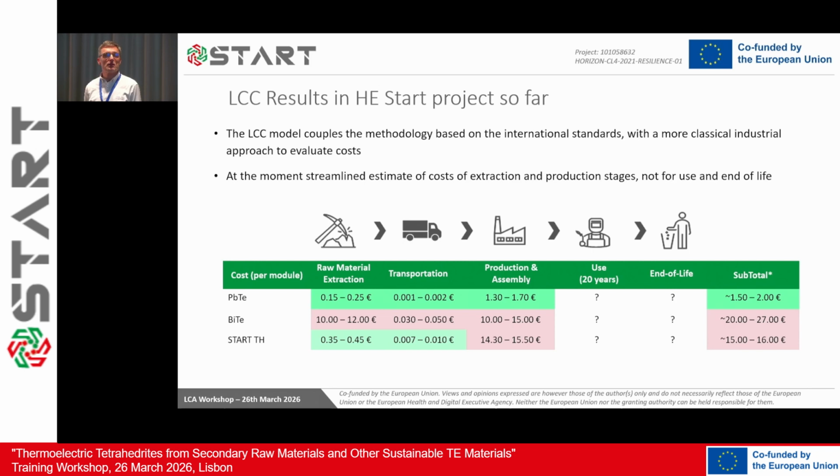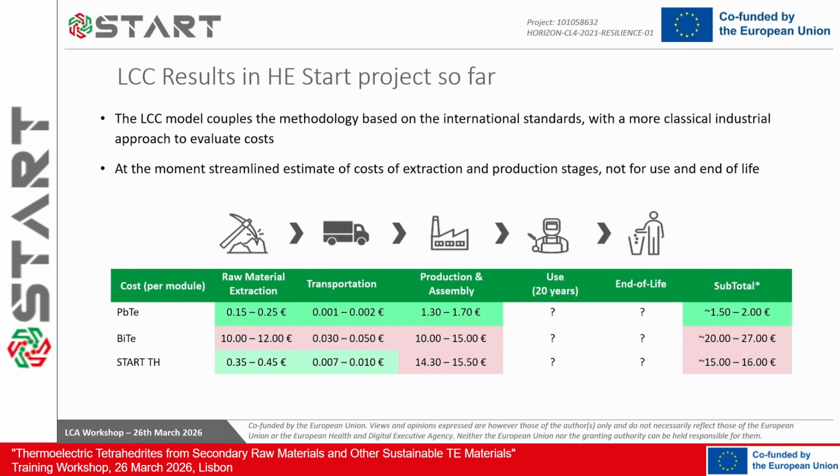The START has shown the costs with raw material extraction and of course transportation. It's not so much the relevant one there, but in the same vicinity as the lead telluride, while the production and assembly are very much still on the expensive side. But what the results can show us at the moment, and again I stress that these are not final results, is that we have of course not included the use phase, which should be a productive phase in terms of cost, so it should generate at least avoidance of costs for the user, and we should take this into consideration as well.